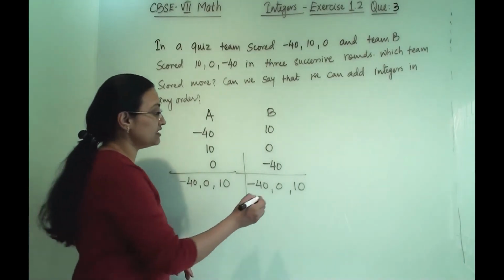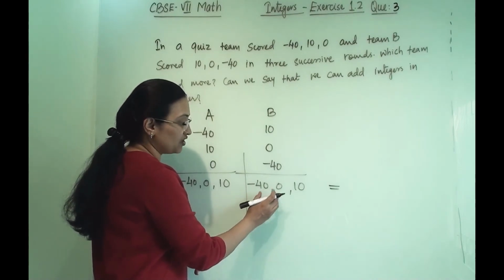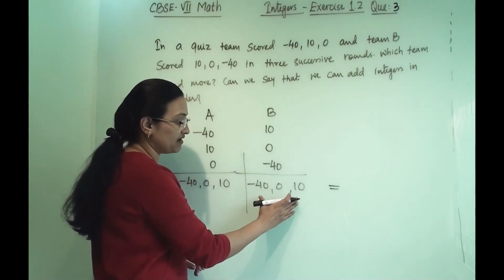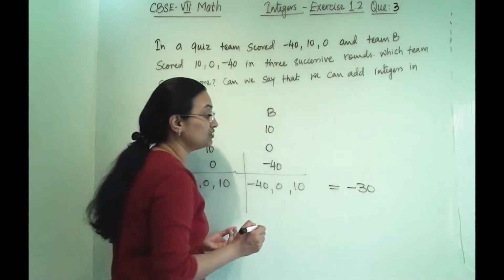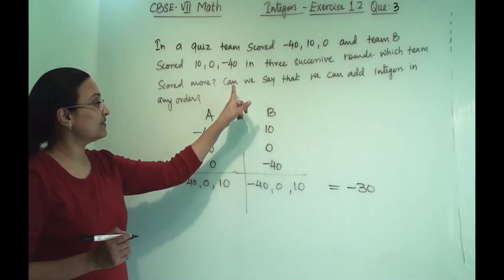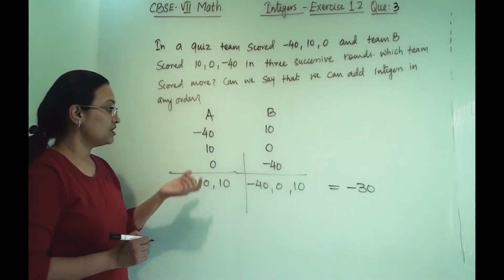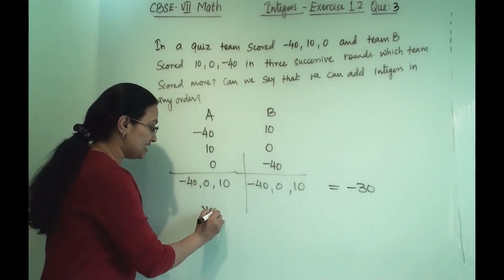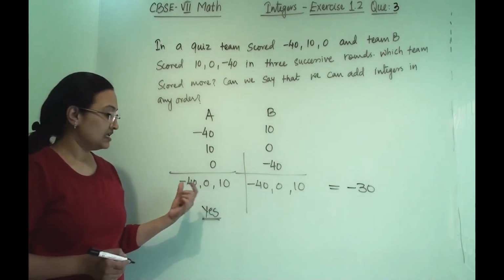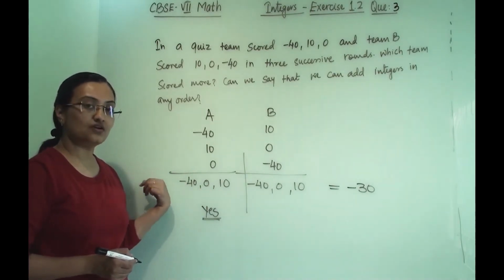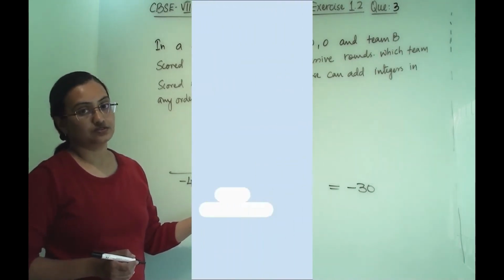So we will get to know how many negative marks are there and how many positive marks are there. Now the total is 0, we are not counting it, minus 40 plus 10. So we have to subtract 10 from 40 and the answer is minus 30. So both teams will score minus 30. And can we say that we can add integers in any order? Yes, we can add integers in one specific order, and that order is this: towards the left hand side all negative integers and towards the right hand side all positive integers.